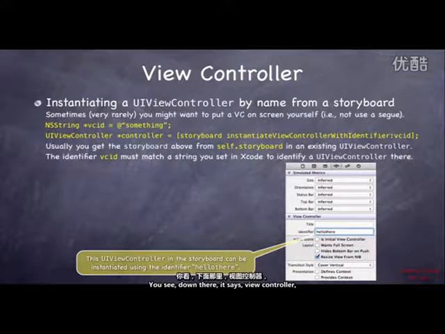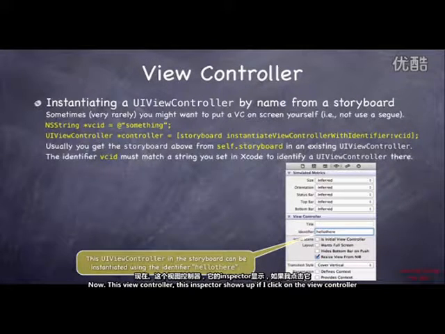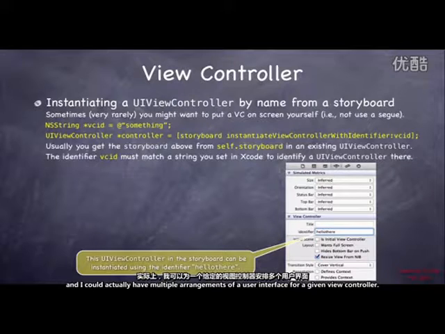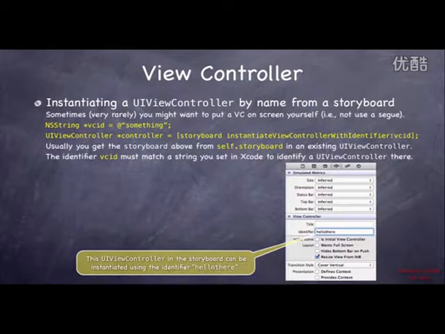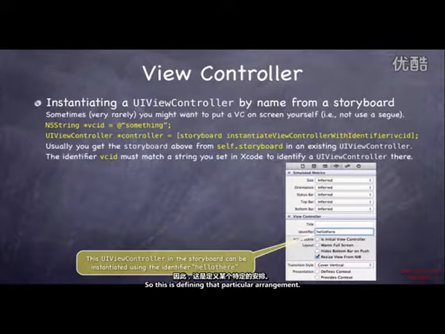You see down there it says view controller. One of the properties is identifier. It's filled out to be hello there, right there. So this view controller is called hello there. Now, this inspector shows up if I click on the view controller, and I could actually have multiple arrangements of a user interface for a given view controller. So this is defining that particular arrangement.